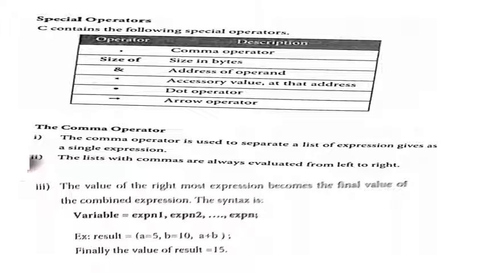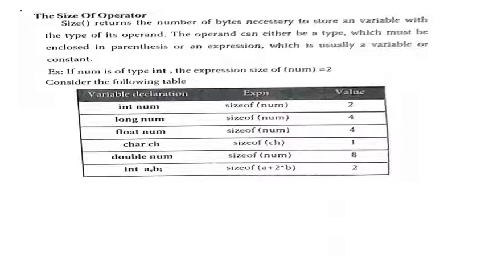The syntax is variable equals expression 1, comma expression 2, up to expression n. Example: result = (a = 5, b = 10, a + b). Finally, the value of result is 15, because a has the value 5 and b has the value 10. Once we add those two, we get 15. That is the answer.